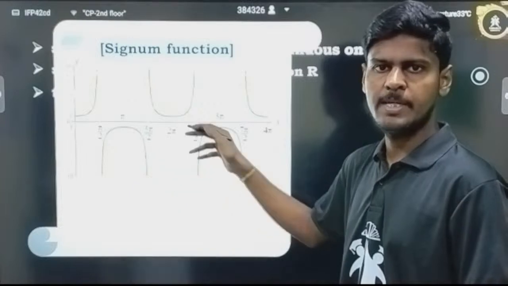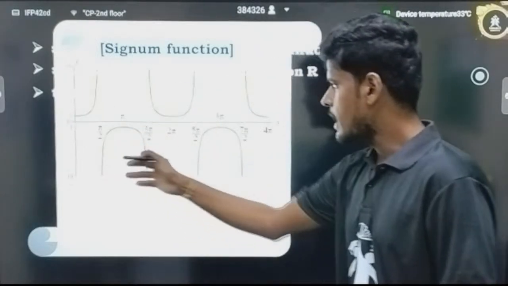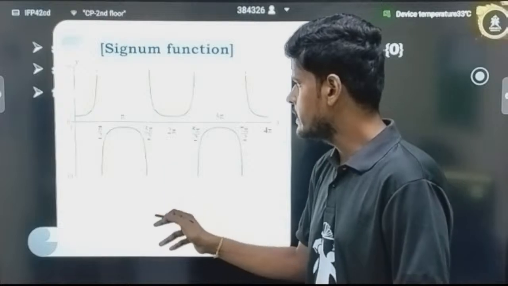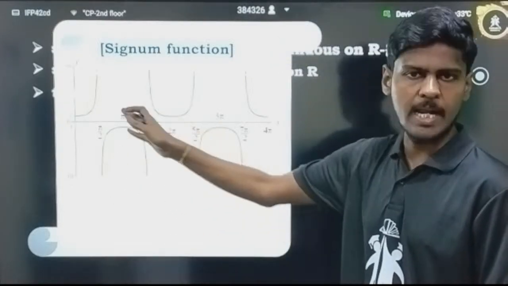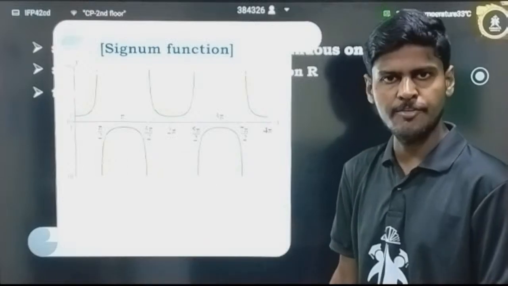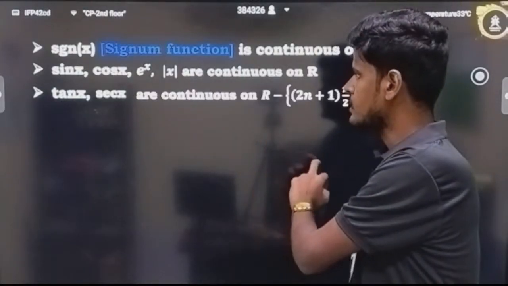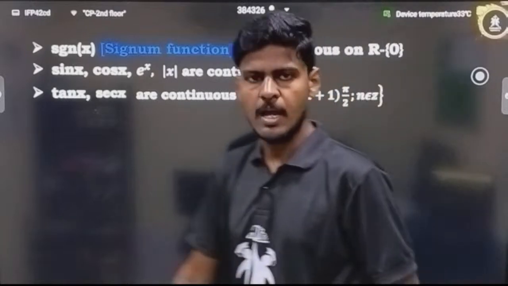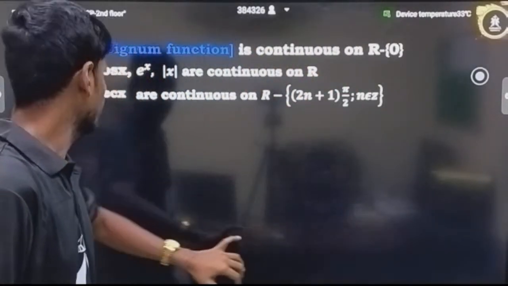Secant x graph is given by this. So again, this is a continuous function in its domain. At pi by 2, 3 pi by 2, 5 pi by 2, this graph is undefined. Secant x is undefined. So except those values, it is continuous. These are continuous on R minus odd multiples of pi by 2.